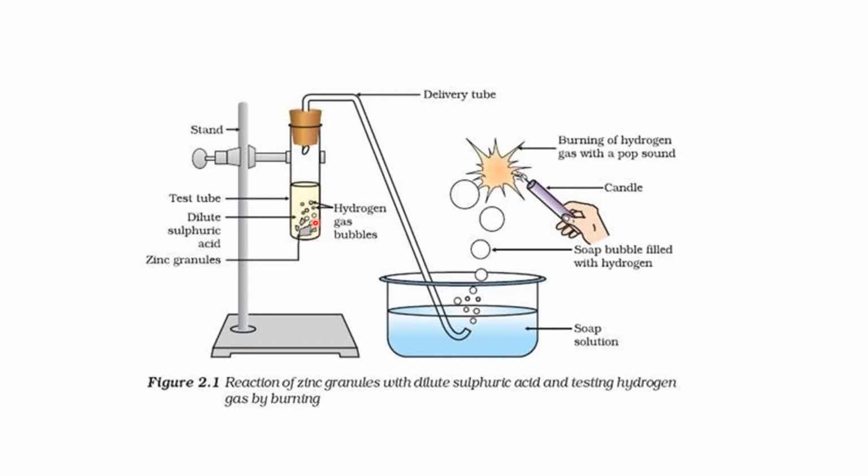When bubbles of hydrogen gas form just above the surface of the zinc granules, this hydrogen gas passes through the delivery tube, and from there it comes to the soap solution, and you can see that bubbles are rising up. As you bring a burning splinter, it burns with a pop sound, which is the confirmation of hydrogen gas. So in this way you can check what happens when metals react with sulfuric acid.